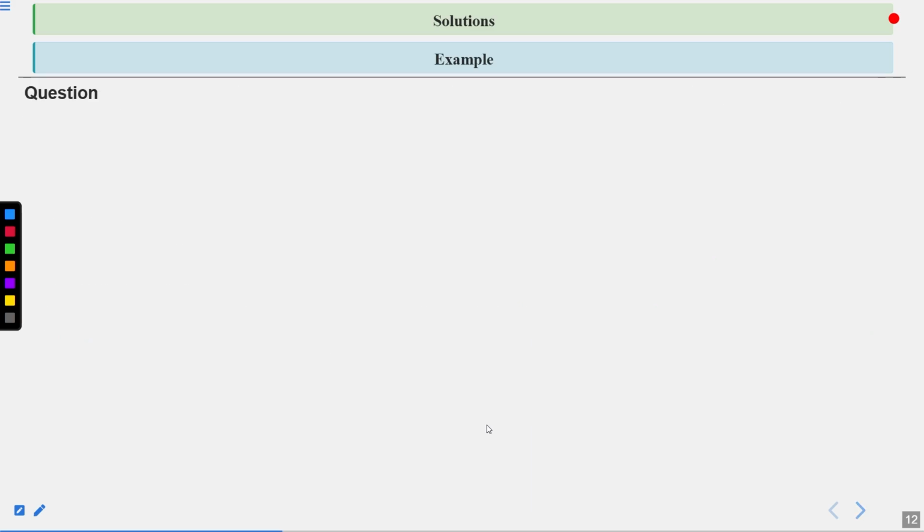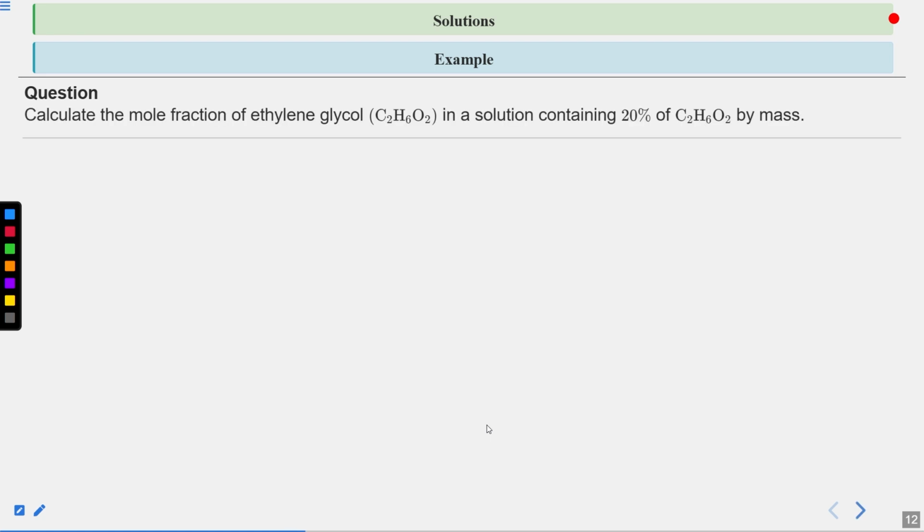We will do the first question now. In this, we have to calculate the mole fraction of ethylene glycol, whose formula is C2H6O2, and we have taken 20% by mass solution. Okay, very simple to solve. Let's see how we can do it. We have to calculate the mole fraction whose 20% mass by mass concentration is given already.